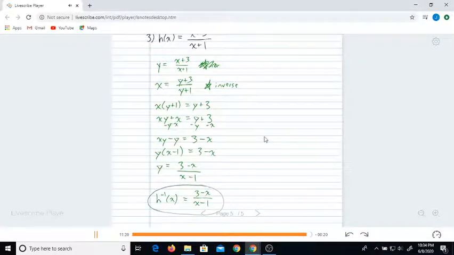As you can see, you're not going to be able to really guess this one. This one's a bit trickier, so you just have to be careful. Sometimes inverses can surprise you. You just have to switch the x and y and see where it takes you.